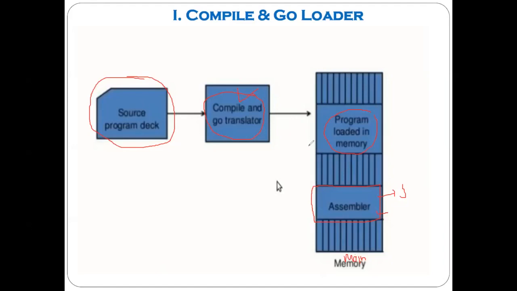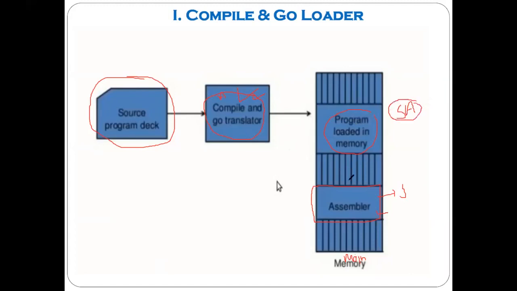For your kind information, the assembler itself is acting as a loader. That is the reason I have mentioned compile and go translator, or it is also referred to as the assemble and go translator. Understood? So here our assembler itself acts as a loader, so it does the assembling of the program and it also loads that program in the memory, and the assembler or compiler itself sends the starting address to the CPU for the execution purpose.